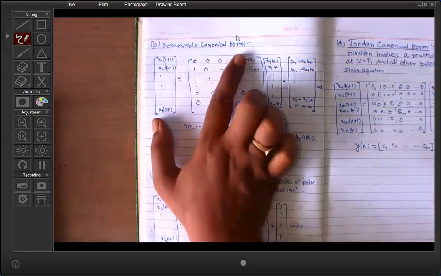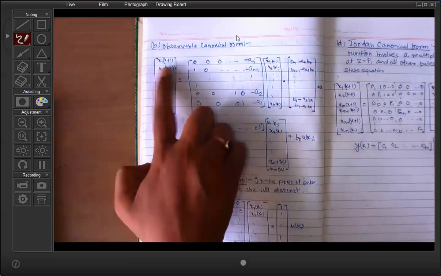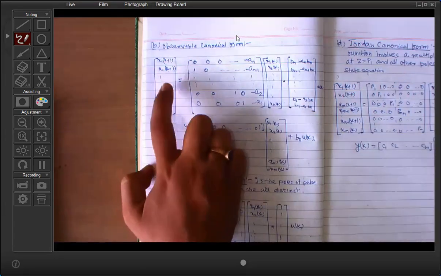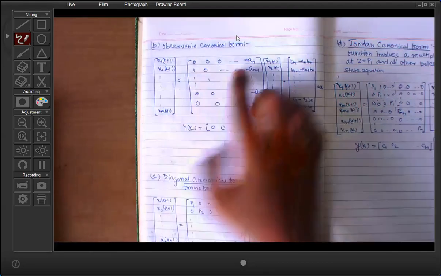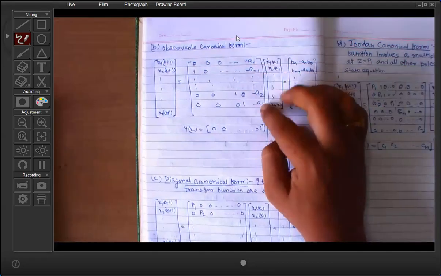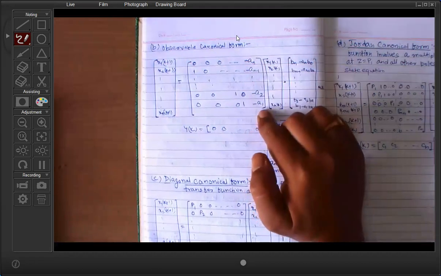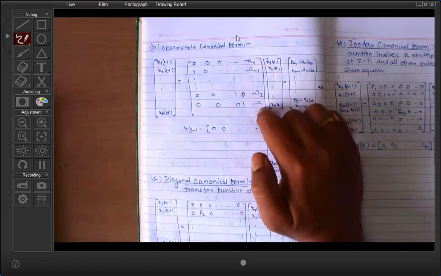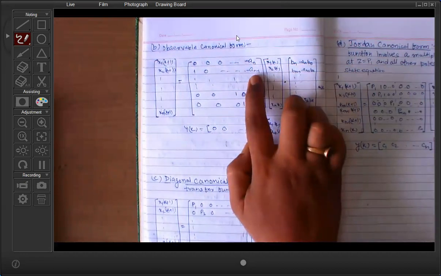Okay, so the second form is called the observable canonical form. In the observable canonical form, the given transfer function you can represent in the form of x1(k+1), x2(k+1), up to xn(k+1) equals 0 0. Now the coefficients of the denominator you have to write in the form of the last column, that is minus an, minus an minus 1, minus an minus 2.